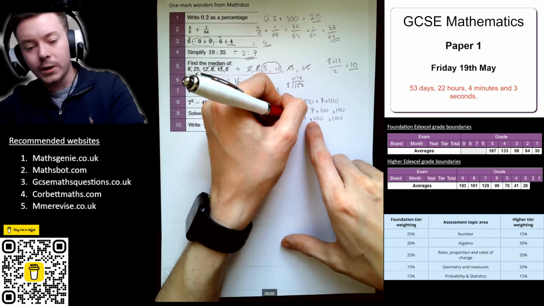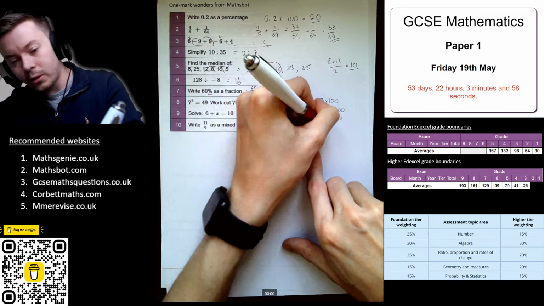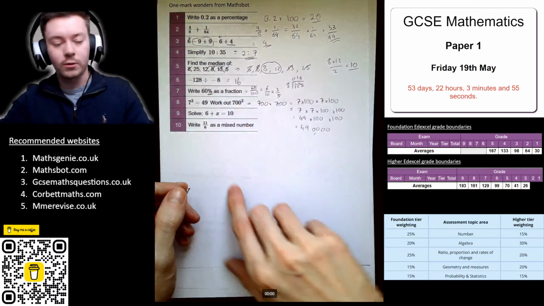Which is going to be basically 49 with 4 zeros after it. 1, 2, 3, 4, 490,000.